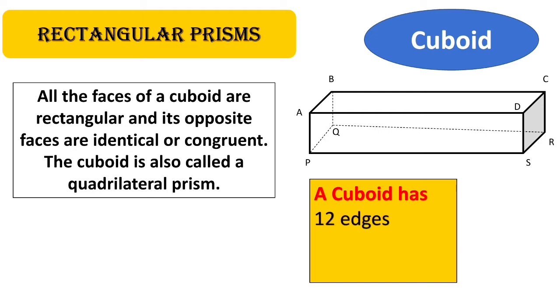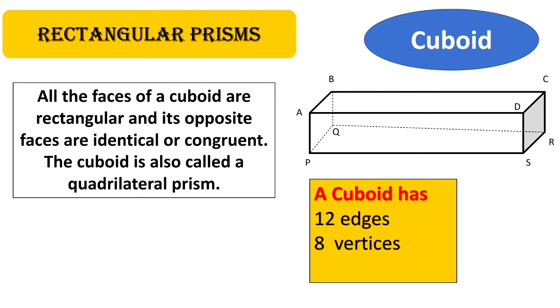Edges are, for example, AP is one edge, BQ is the second edge, CR is the third edge, DS is the fourth edge. Now AB is the fifth edge, BC is the sixth edge, CD is the seventh edge, and AD is the eighth edge. Now PQ is the ninth edge, QR is the 10th, RS is the 11th, and PS is the 12th. Total 12 edges are there in cuboid.